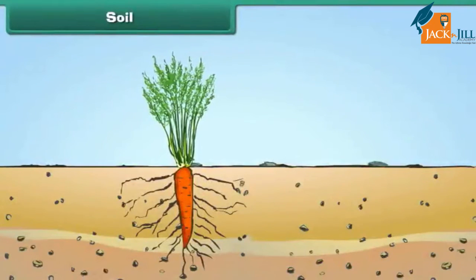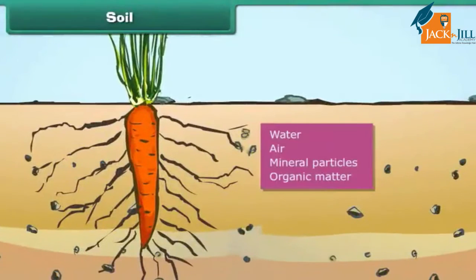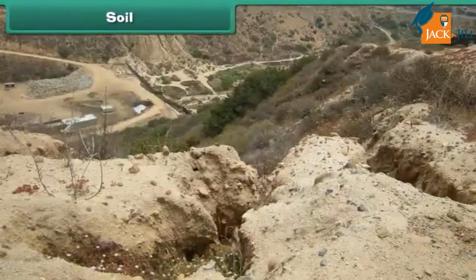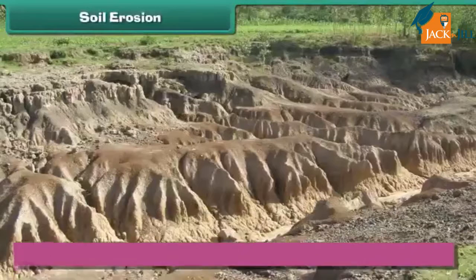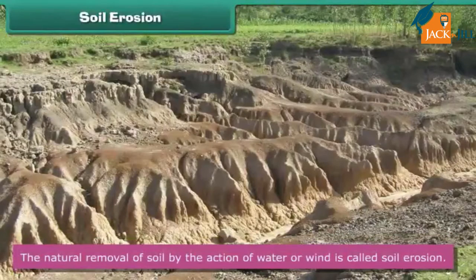Most soils contain four basic components: water, air, mineral particles, and organic matter. But the fertility of soil has decreased significantly. This is mainly because of soil erosion. Come, let us learn about it. The natural removal of soil by the action of water or wind is called soil erosion.